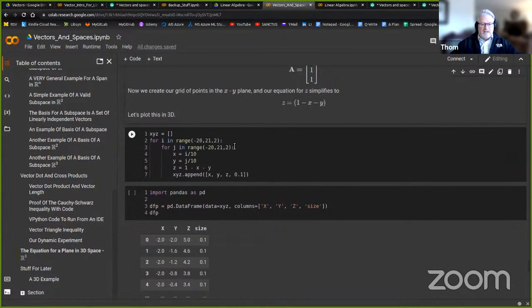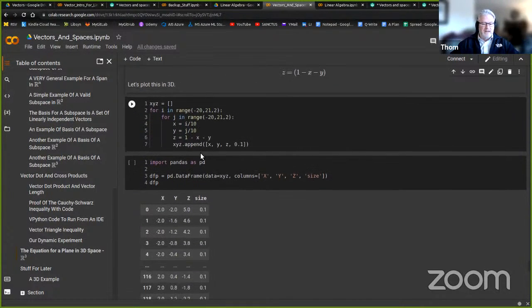Now let's look at how to do that. I'm just going to do this really simple. I'm going to go from -20 to 21 because range doesn't include the last point. I'm going to step by 2, and for each of those, I'm basically going from -2 to 2 by dividing by 10. So I'm storing my x, my y, and my z.